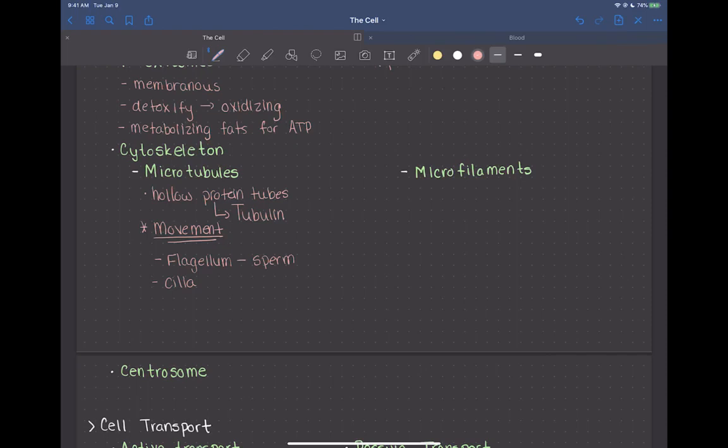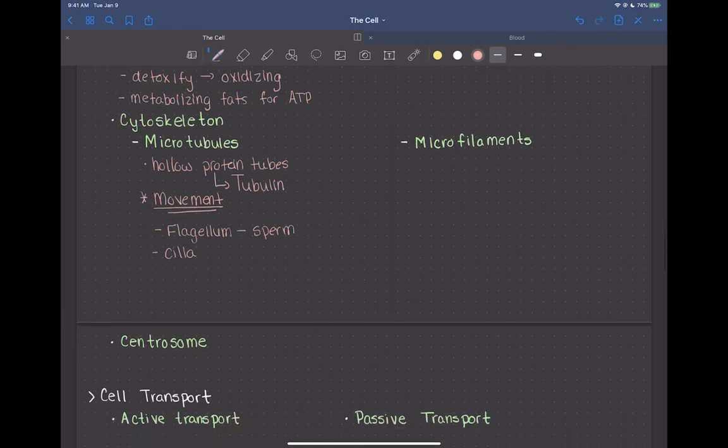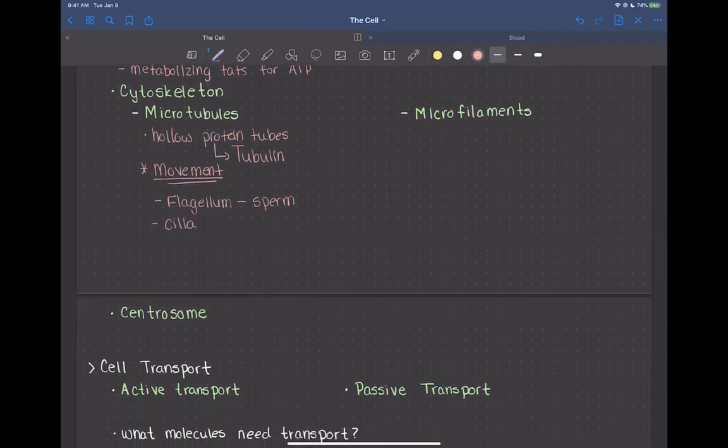They'll beat and kind of create like this current, and actually that's what helps to move mucus in your respiratory tract, up and back and down your respiratory passage. That's actually why when you get like a cold, your nose starts running. That's because when you get a cold, these cilia become very lethargic and they're not functioning quite as well.